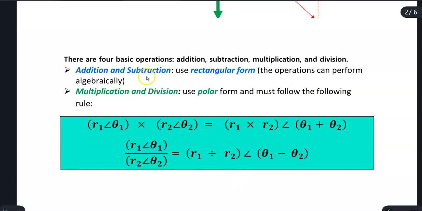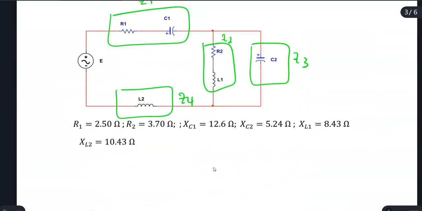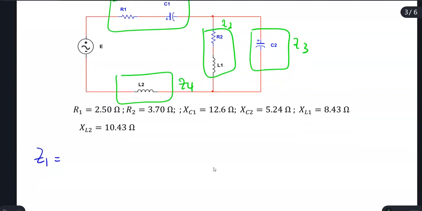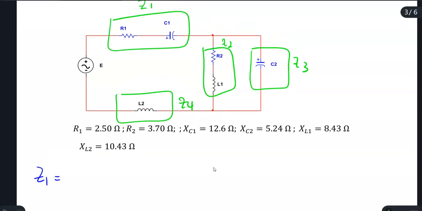Okay, so then I will apply this rule. If I have addition and subtraction, I will use rectangular form. If I have multiplication and division, I will use polar form. Alright, so in this case, what is my Z1? My Z1 will be equal to R1 plus XC1, and I already got this. I'm going to label them with color, R1 and C1, and I already have these measured in ohms.